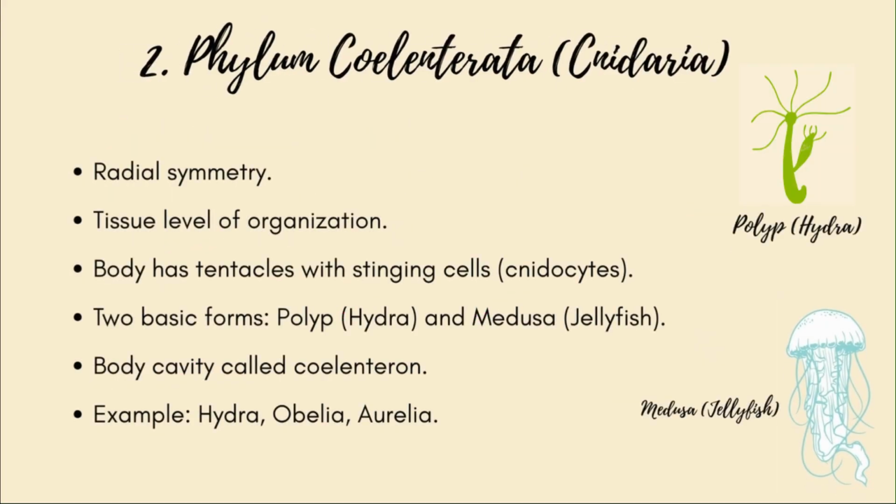Cnidarians, also called coelenterates, include animals like hydra and jellyfish. They have a simple body with radial symmetry and true tissues. Their tentacles bear special stinging cells called cnidocytes, used for capturing prey and defense. They can exist in two forms, the sessile polyp and the free swimming medusa.